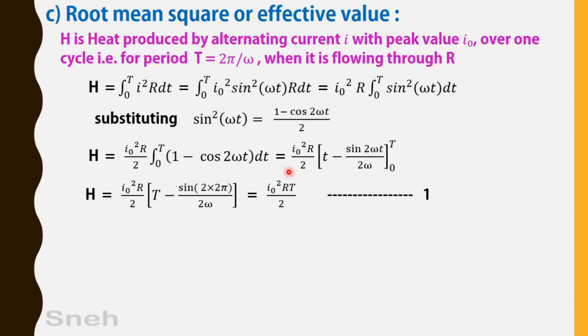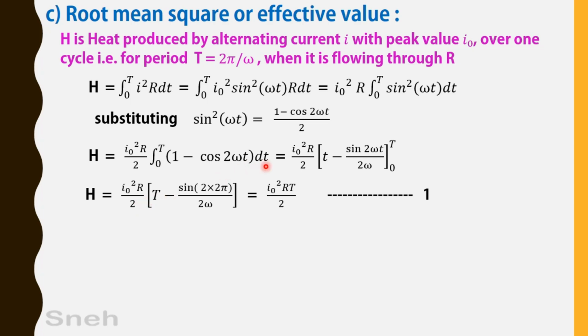So now I'm substituting the upper limit and lower limit. The lower limit is 0, so naturally this will be 0, and sine 0 will be 0, so entirely it will be 0. So we have to substitute only the upper limit. We don't need to talk about the lower limit, it is 0 so it will come as 0. So when we substitute the upper limit, we get I0 square R by 2.